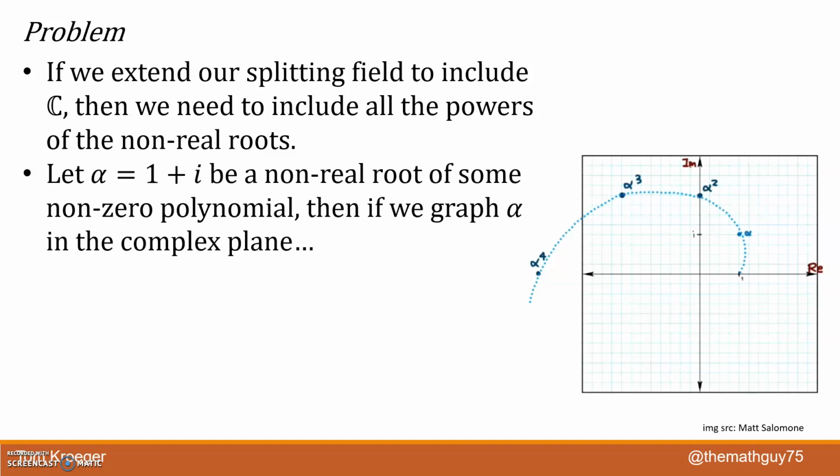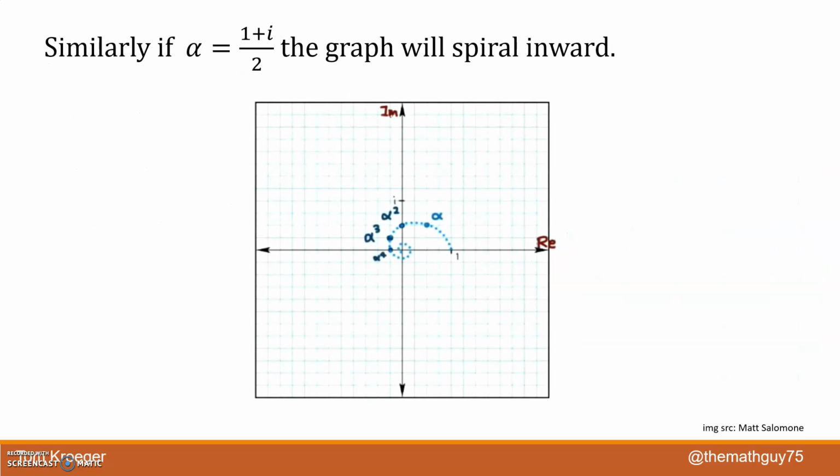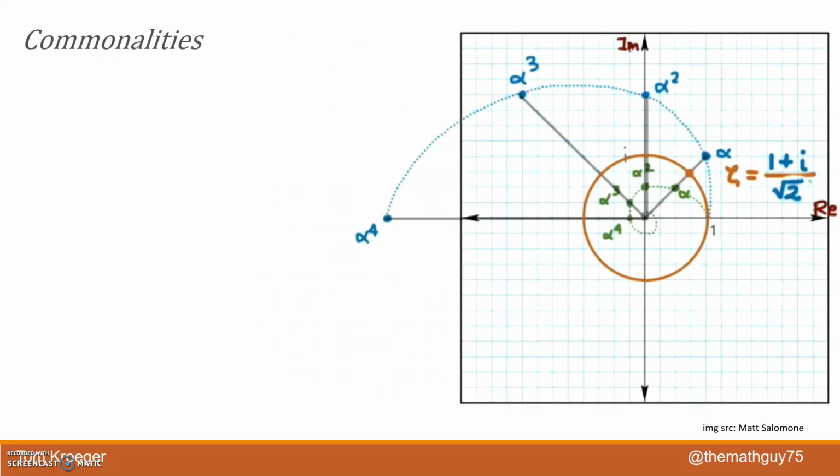It's spiraling outward. And again, if alpha is just a root of this polynomial, alpha squared, alpha cubed, alpha to the fourth, they don't mean anything for the polynomial. But they spiral outward. We've got to include them if we're going to include the complex numbers. All right? Likewise, if we say, okay, alpha is (1 plus i) divided by 2, things are going to spiral inward. Right? Again, we don't need all of those little powers. So we need an extension field that's just going to include what we need.